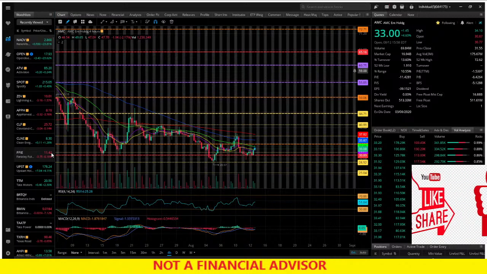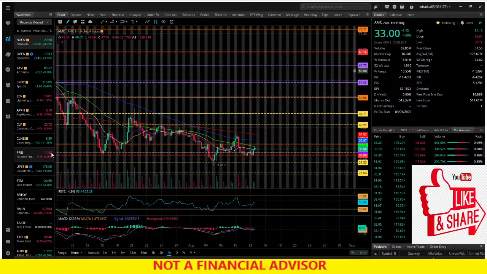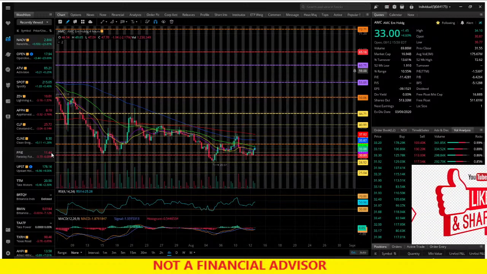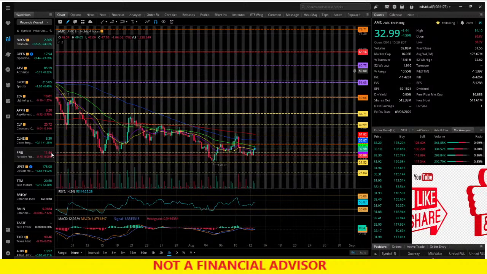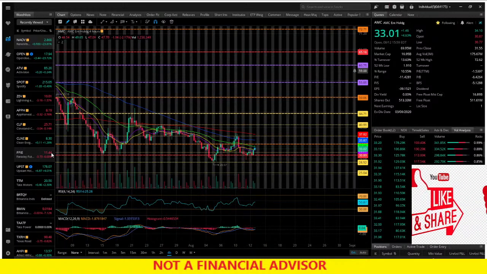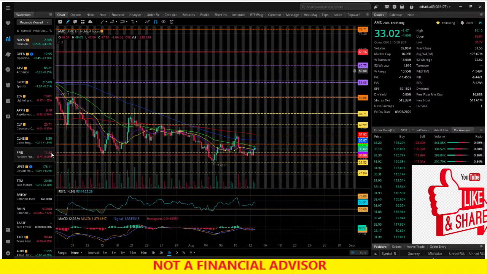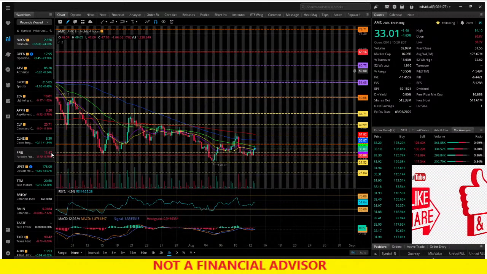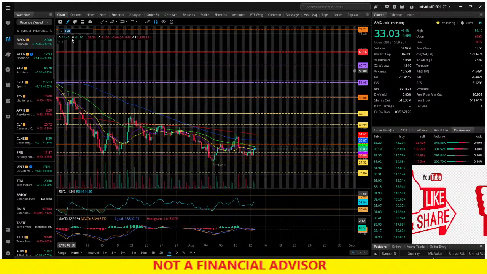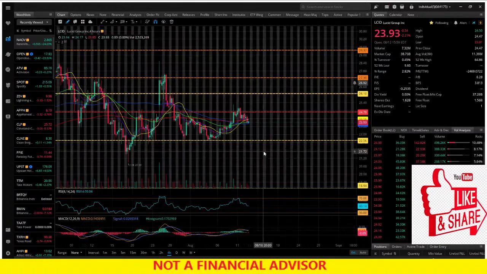AMC is a heavily shorted stock, so don't get into this unless you're expecting some volatility. This is one that goes up and down a lot. But if you know how to do those swings, if you know how to pick support and resistance lines, you can make money on those swings. You can make a lot of money on those swings. Lucid is a perfect example of that.